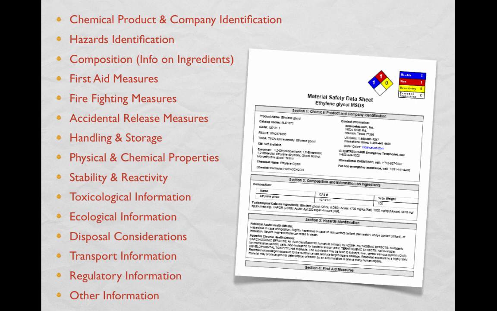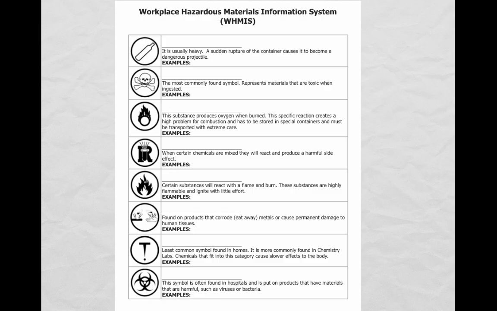It has first aid measures, firefighting measures, accidental release measures, handling and storage, the physical and chemical properties, stability and reactivity, toxicological information, ecological information, disposable considerations, transport information, regulatory information, and other information that doesn't necessarily fit in all those other sections. So as you can see, there is a lot of detail that is provided to every single company that purchases chemicals made by different suppliers. And the whole purpose is so that people can be safe within their workplace.